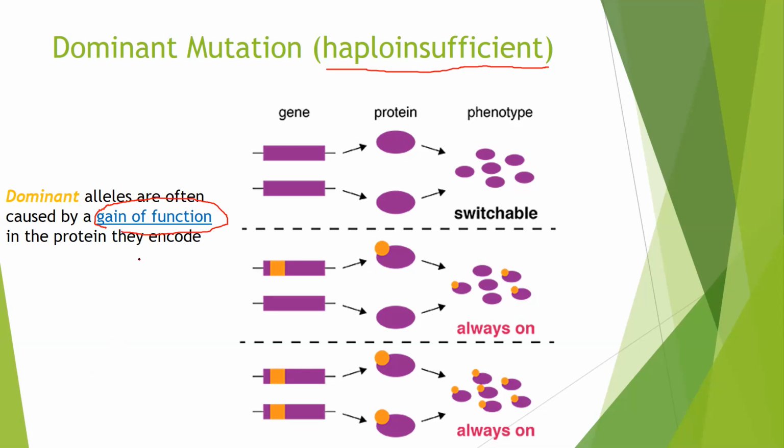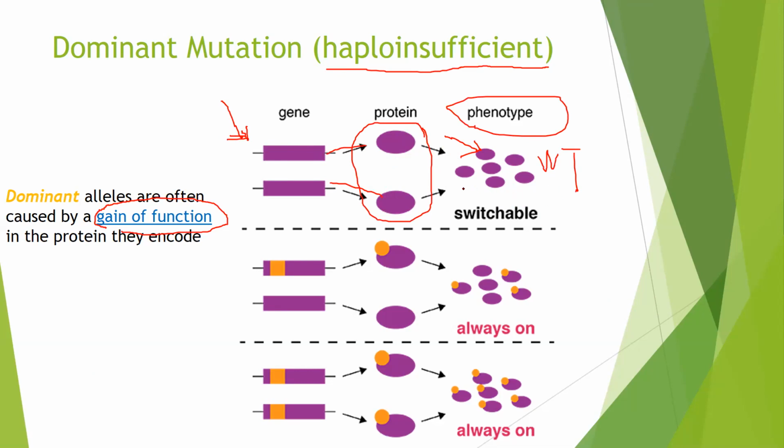So for example, this is a wild type. The first individual is the wild type, so this individual has two wild type alleles. Each of these two will produce one portion of the protein, and the aggregation of this protein will produce the wild type phenotypes here. So this is wild type. Okay, so what is the wild type? In this example, what is the wild type phenotype?